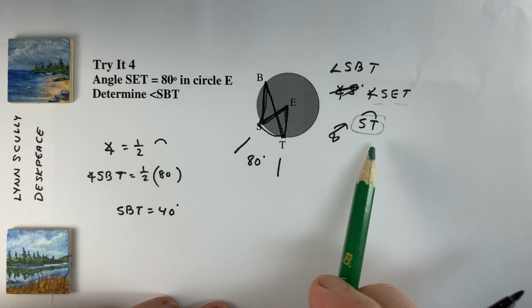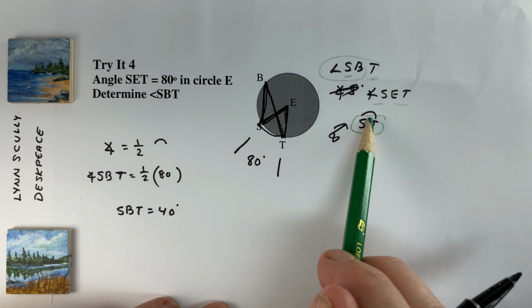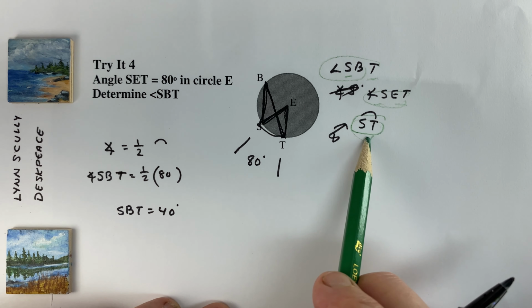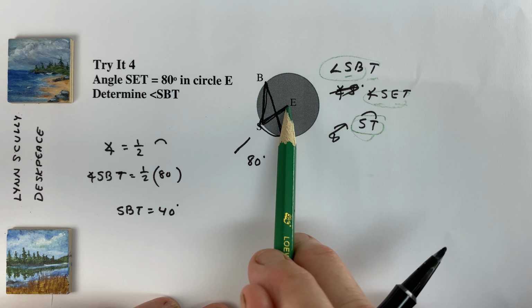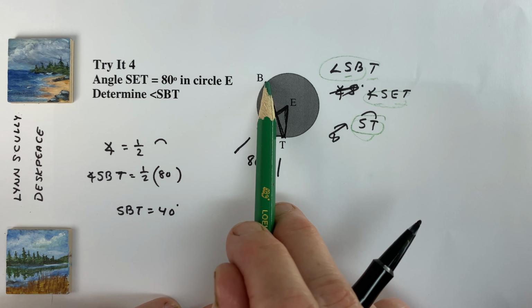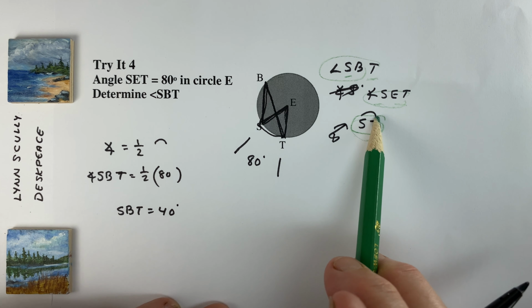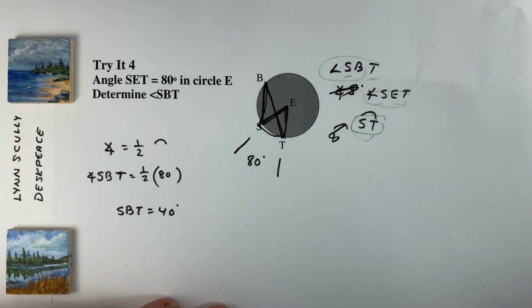This began and ended with S and T. This began and ended with S and T. So this opened to this arc. This opened to this arc. This was a central angle because it went to the center of the circle. This was an inscribed angle because it went to the actual circumference of the circle itself. And this is an arc, angle, angle.